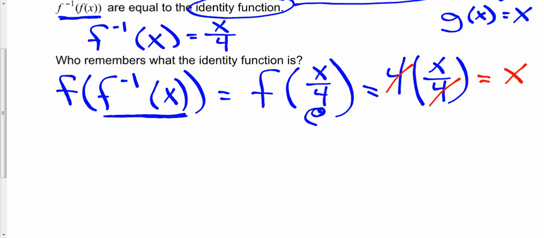Okay, so we've done the one thing. Now we got to go backwards. We got to do the same thing going the other way. So I got to do f to the negative 1.